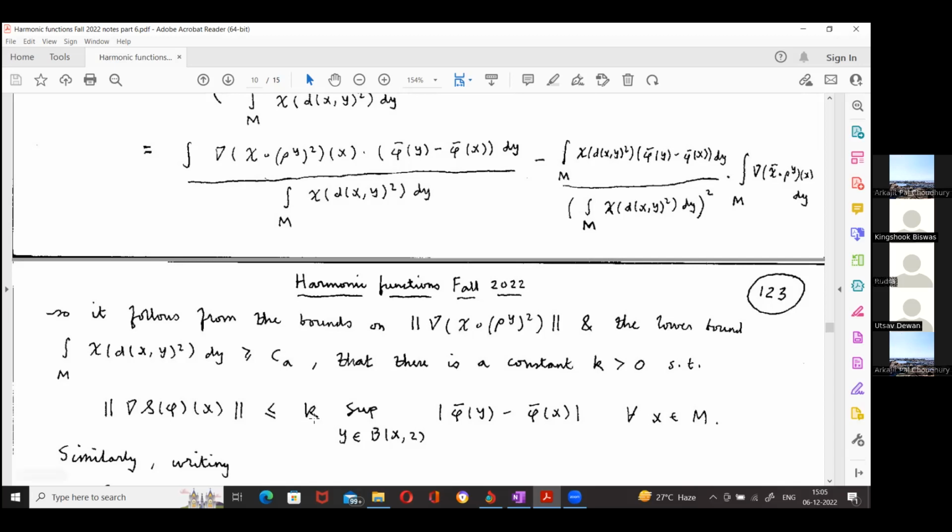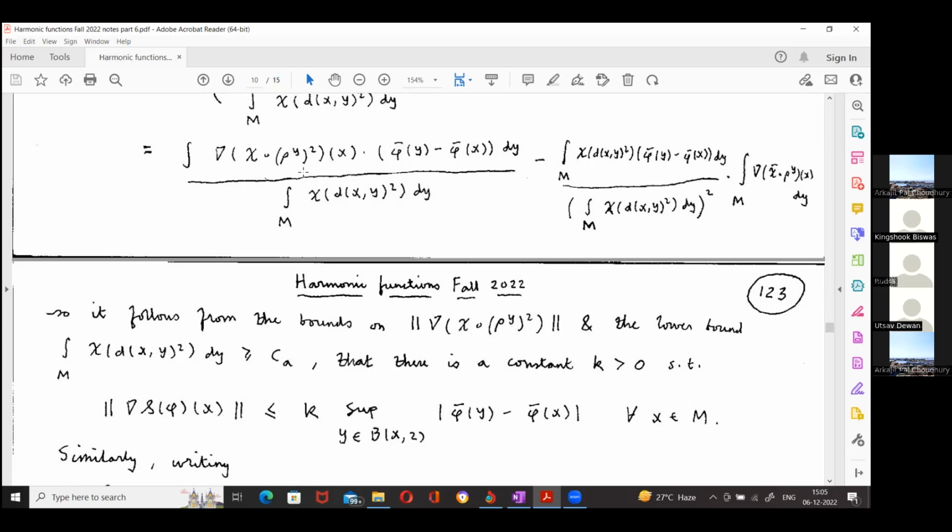And so then I'll get that the norm of the gradient is less than a constant times the sup over y in the ball of radius 2 around x, of |phi bar y minus phi bar x|. Okay. Is this clear? Yes.